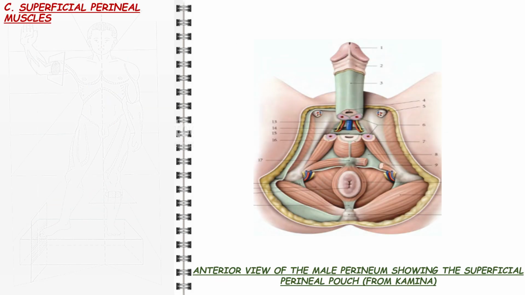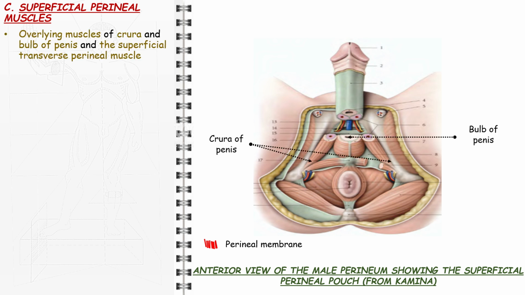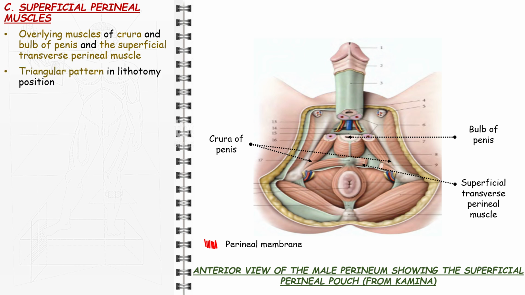The bulb and each crus of the penis are provided with overlying muscles, bulbospongiosus and ischiocavernosus respectively. In addition, there is a transverse paired muscle, the superficial transverse perineal, along the posterior border of the perineal membrane. The 3 superficial perineal muscles of each side thus form a triangular pattern when viewed in the lithotomy position.